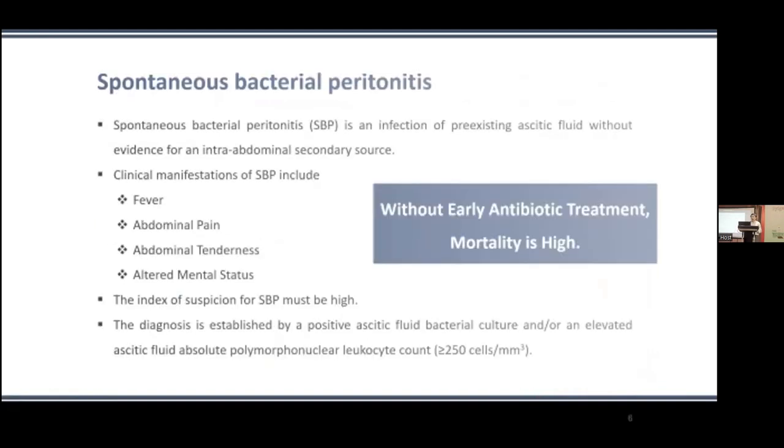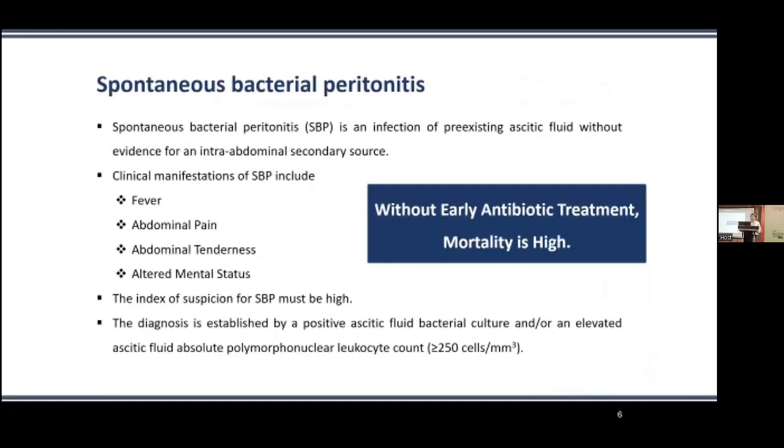The next complication is spontaneous bacterial peritonitis. SBP is the infection of existing ascitic fluid without an intra-abdominal secondary source. Clinical manifestations include fever, abdominal pain, abdominal tenderness, and altered mental status. The index of suspicion for SBP must be high so we can start early antibiotic treatment, because if treatment is late, the mortality is usually high. The diagnosis is established by a positive ascitic fluid bacterial culture and/or an elevated ascitic fluid polymorphonuclear leukocyte count, meaning more than 250 cells per cubic millimeter.